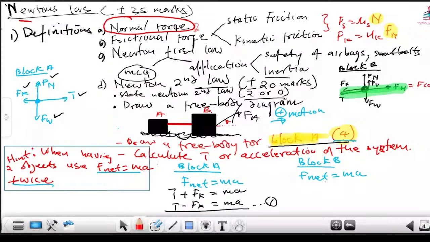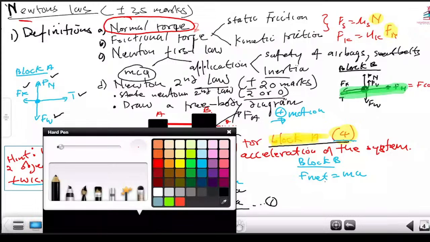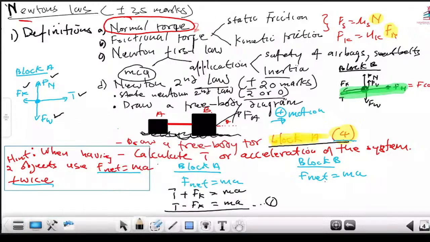So ladies and gentlemen, let me now use this free body diagram of block B to say FH plus FK plus tension is equal to MA. Then I'm going to make FH positive because of the choice of direction. Remember, force is a vector quantity, minus FK minus tension. This is equal to MA.